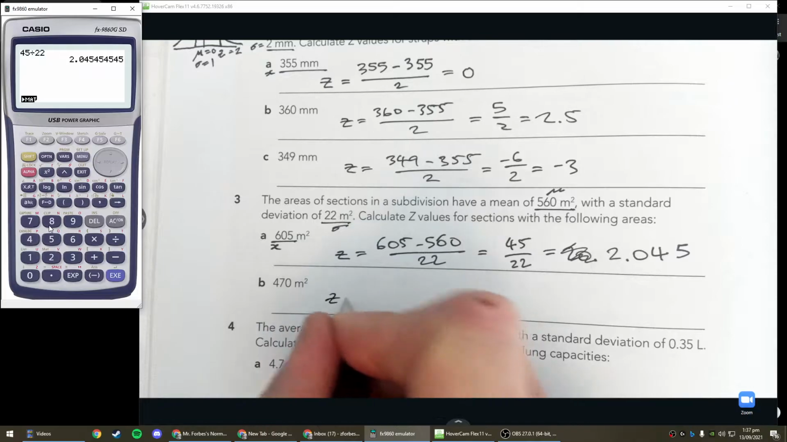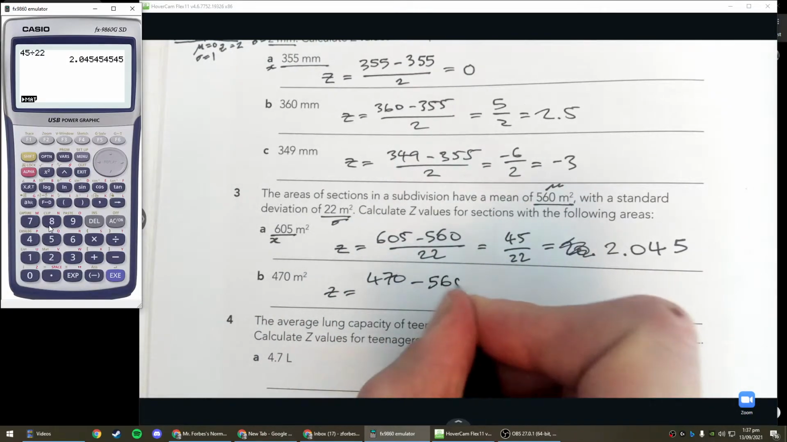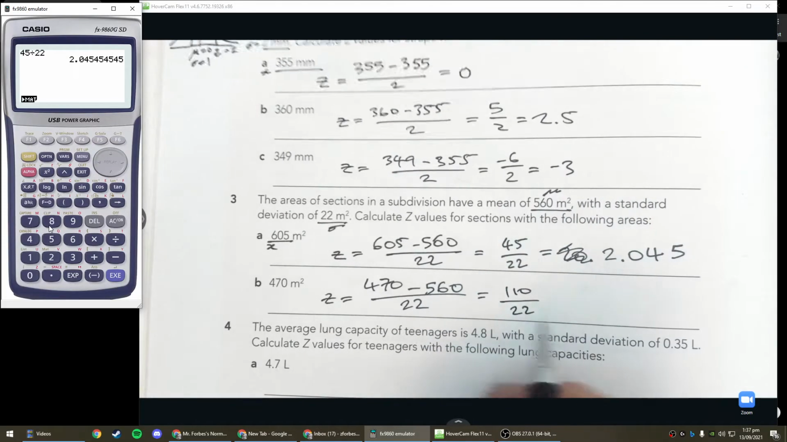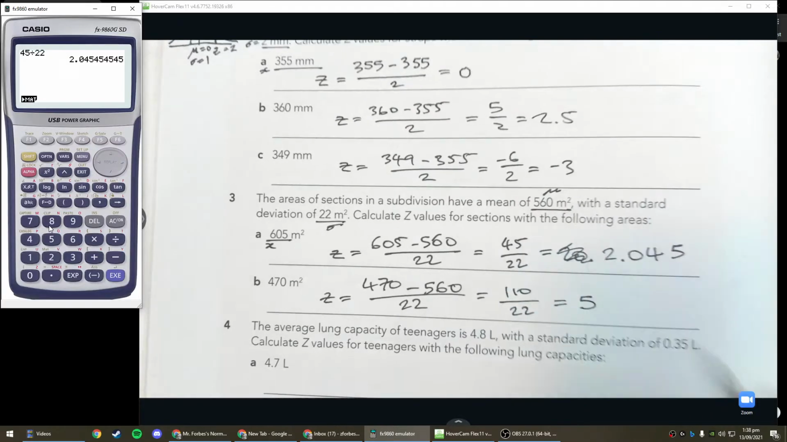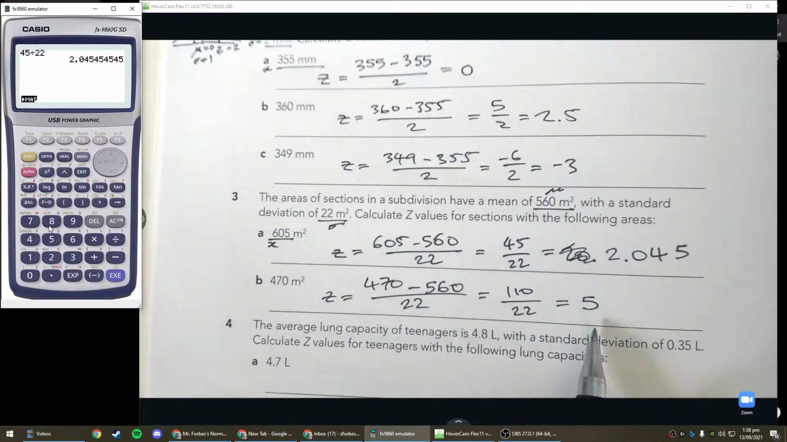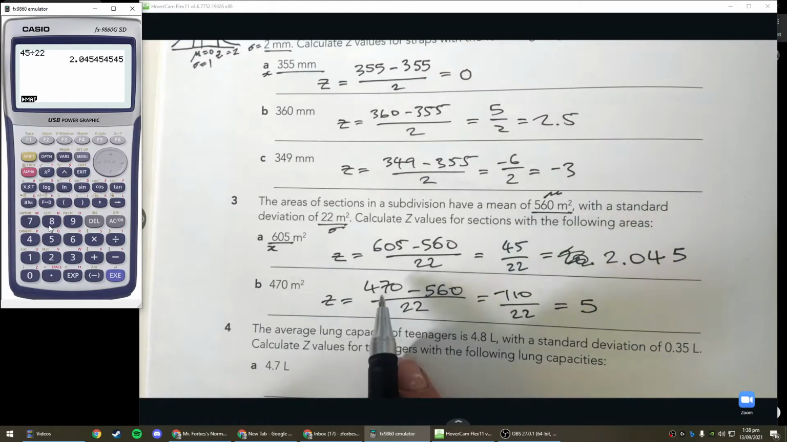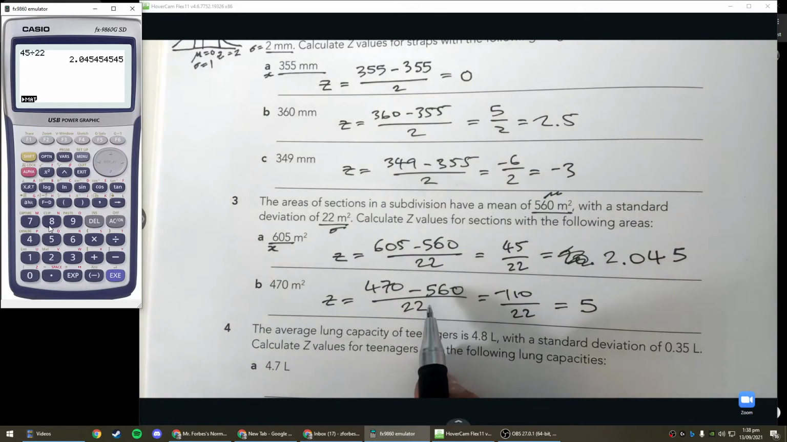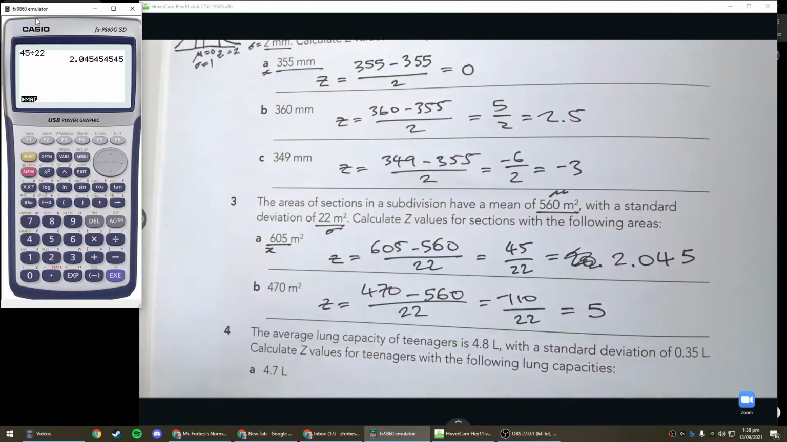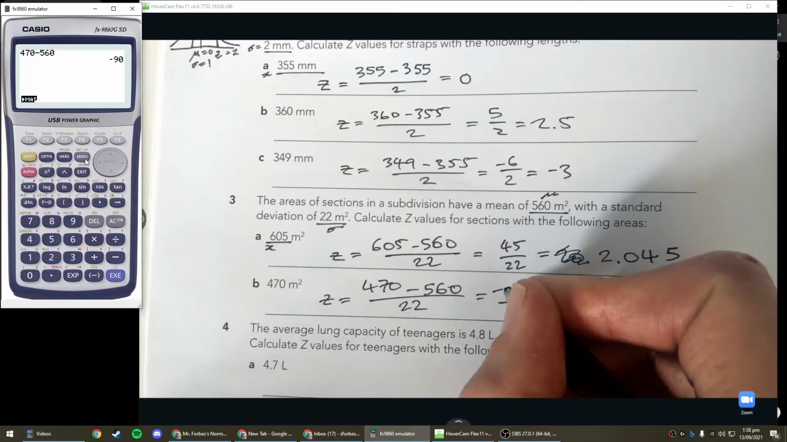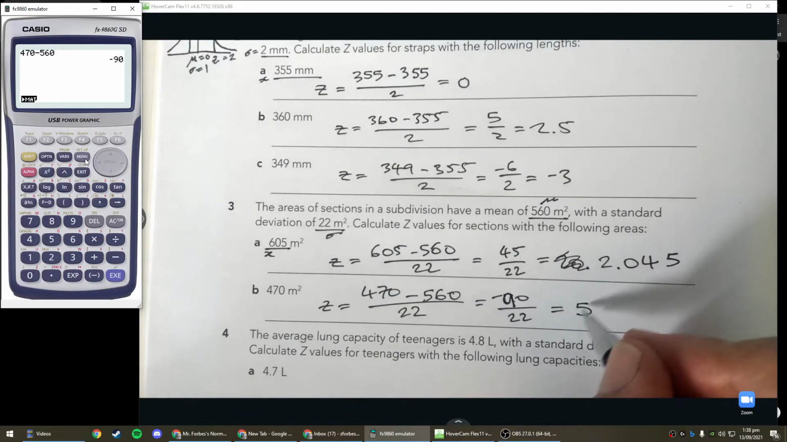Okay, let's try 470. z equals 470 minus the mean of 560 all over the standard deviation of 22. 470 minus 560, that's 110. 110 over 22, that is a nice number, isn't that 5? Wait. Didn't we say that if the number's outside of that range, you probably made a mistake? This is going to be negative. 470 minus 560, no, that should be 90. My bad. That's why you should probably not do these in your head, guys. Negative 90. Whoops, that's a blunder.